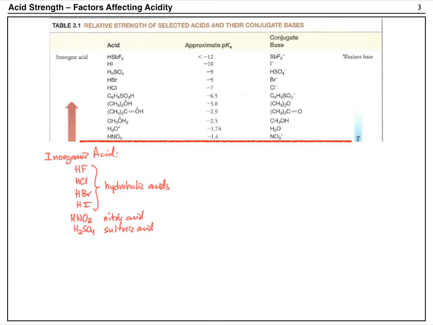So these are common inorganic acids that we see on the table. What I'll do is explain these first, and then we'll get to the organic acids that we see sort of in the middle of the table. Looking at these acids, the hydrohalic acids, nitric and sulfuric acids, we can explain why they're such strong acids based on things that we know about electronegativity and resonance stabilization.